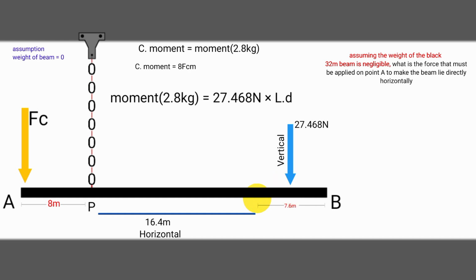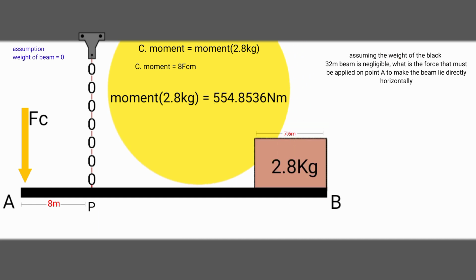Now from this force to this point is half of 7.6 meters because it's acting at the center of 7.6 meters. 1 over 2 times 7.6 meters is 3.8 meters. Now perpendicular distance is 3.8 meters plus 16.4 meters, which is 20.2 meters. Substituting here now, moment caused by 2.8 kg is 27.468 Newton times 20.2 meters, which is 554.8536 Newton meter.